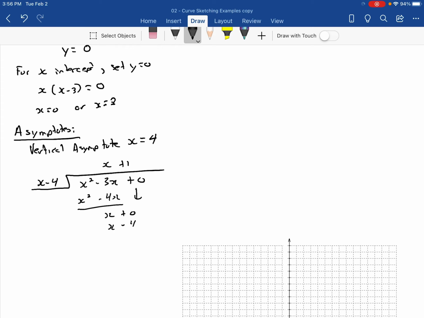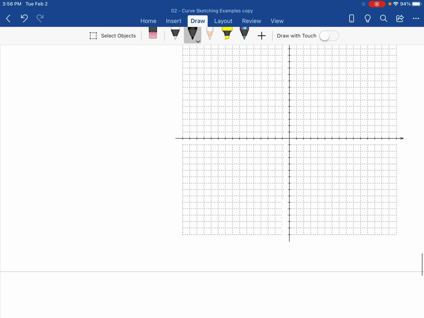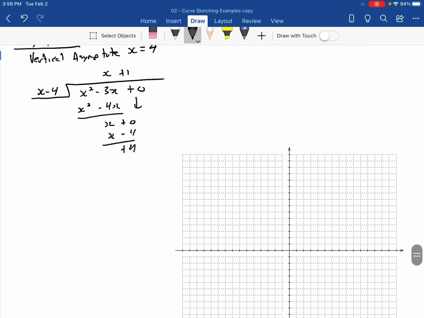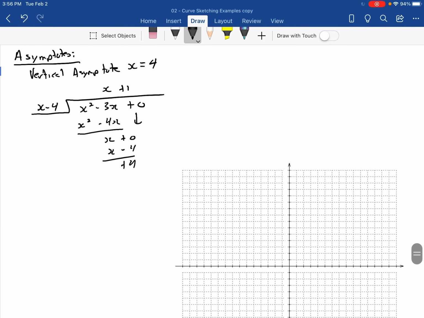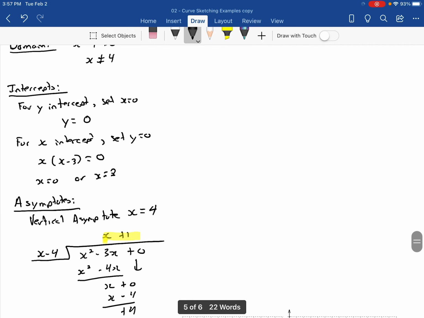I get x minus 4, and I get plus 4. Remainder sort of doesn't mean anything in this. All I'm looking for is that quotient. And so what I get is an oblique asymptote at y equals x plus 1. That quotient there indicates where this function is going to approach as it gets off the sides of the page. Now, I'll show that to you in a minute, how to graph with oblique asymptotes.